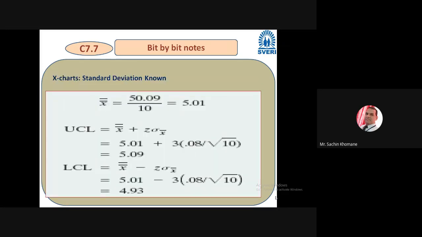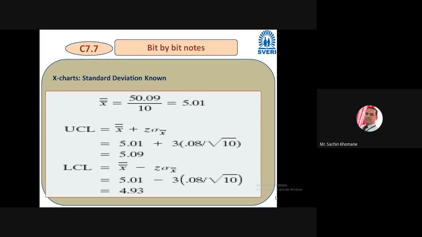Now you have to calculate the X double bar, which means you just have to take the mean of the means. X bar, all of us know how many readings were there? 10. So you can just divide by 10. So what is your X double bar? 5.01. So in short, you can say it is the average of all the readings.